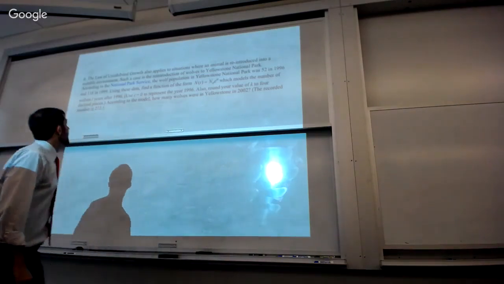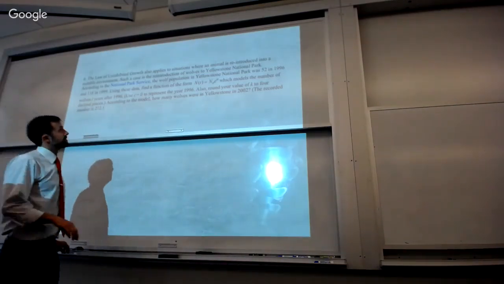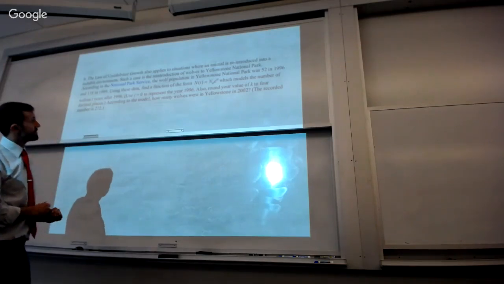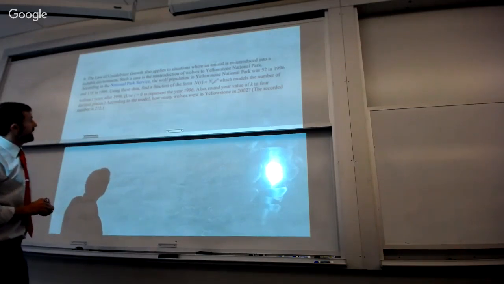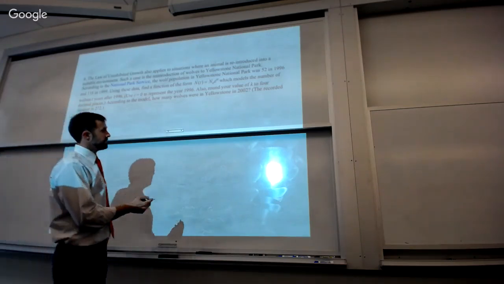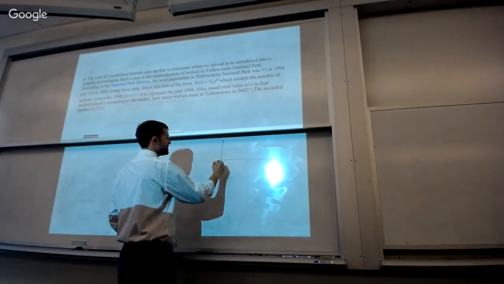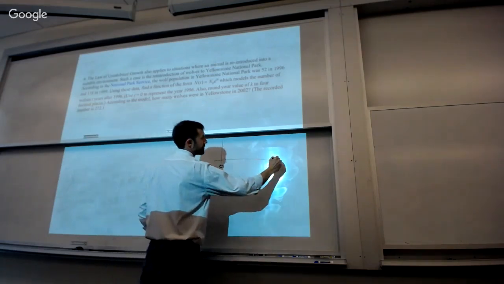Okay. Use t equals 0 to represent the year 1996. I'm going to go ahead and start a graph. And round your value for k to 4 decimal places. And then finally, according to the model, how many wolves were in Yellowstone in 2002? So first, let's take a look at what we know. We're saying that time equals 0. So this is time.